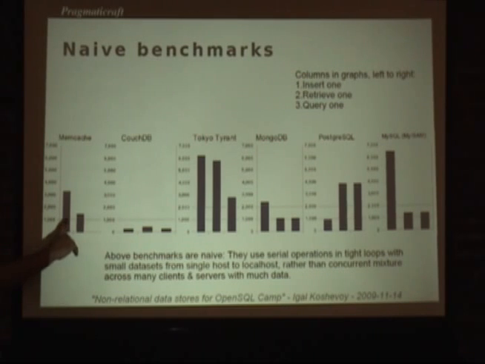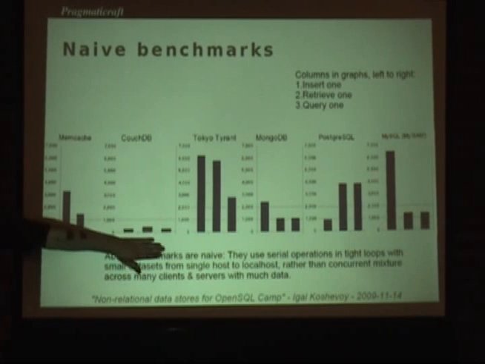The first column is inserting a single record: how many records you can insert. This is how many you can read. The third one is how many queries. For example, Memcache has no way of querying; you can only retrieve one by ID. So you can see, this is where I was talking about CouchDB performance.